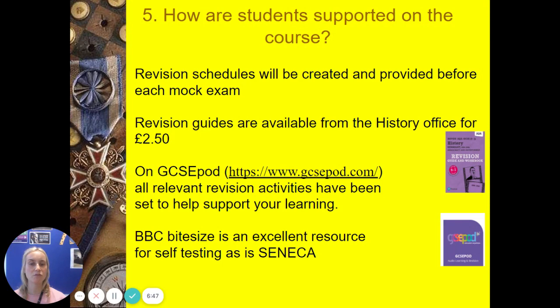In the History Office, we have revision guides which are available for £2.50 each. So there is a revision guide for the Germany unit and a revision guide for the Cold War. There are also GCSE podcasts created for the entirety of the AQA History GCSE course that we cover. Really, really excellent resource which will benefit students if they are more visual learners. Again, another really excellent resource is BBC Bitesize for self-testing, as is Seneca, another self-quizzing website which students can use.